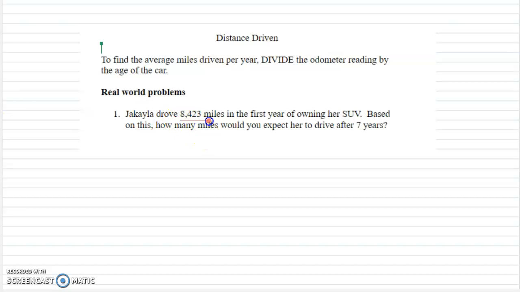Jakayla drove 8,423 miles in the first year of owning her SUV. Based on this, how many miles would you expect her to drive after 7 years? So it's really just a one-step equation. If I'm starting with 8,423 miles, and I want to see how many I would drive in 7 years, all I got to do is multiply by 7. I'm going from 1 year to 7 years, so I'm going to multiply that out to get 58,961 miles.